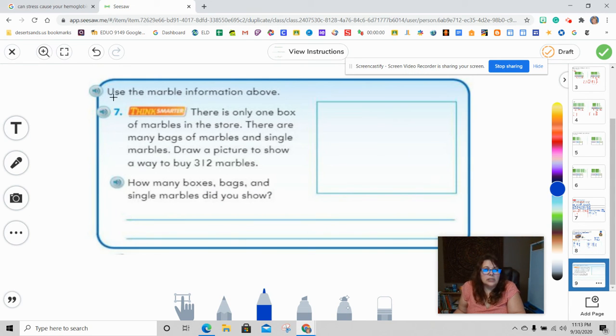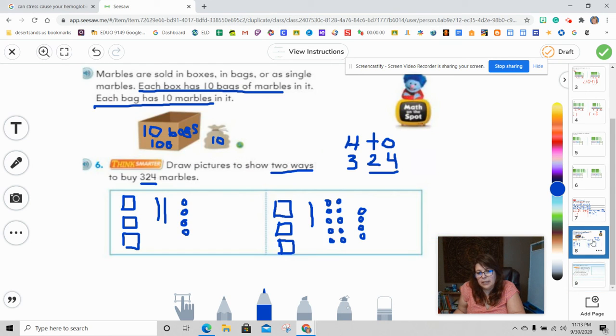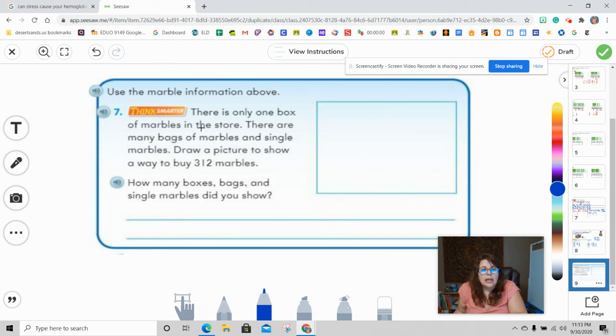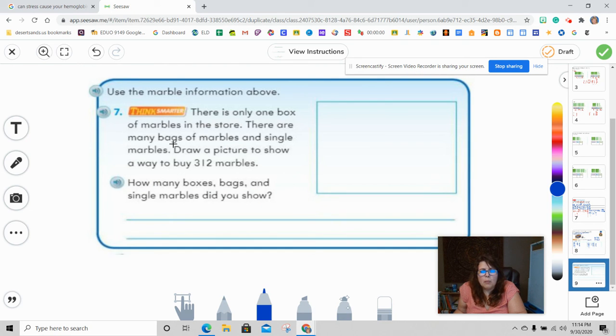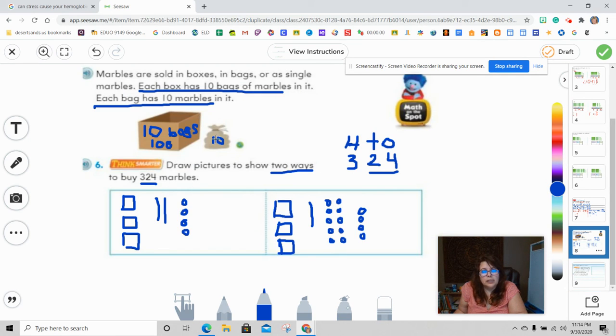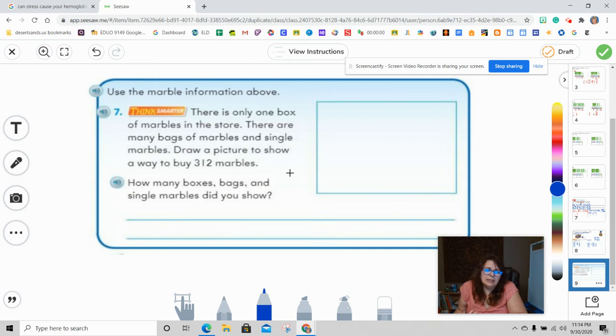So now here it says use the marbles information above, like the one we did right now, the boxes and all that stuff. And it says there is only one box of marbles. And we know that the box is the same as what? A box is 100 marbles. Remember, 10 bags. Okay. And then it says there are many bags of marbles. Those are the tens. Remember, the bags have 10. Each bag has 10. And then the single ones.